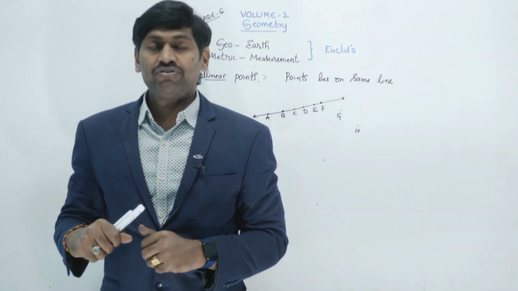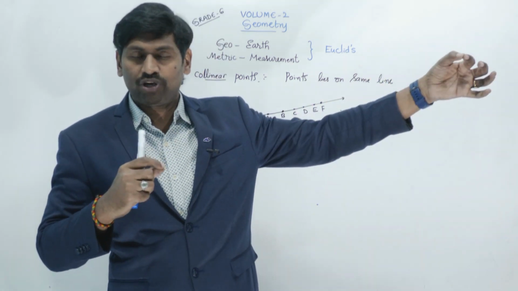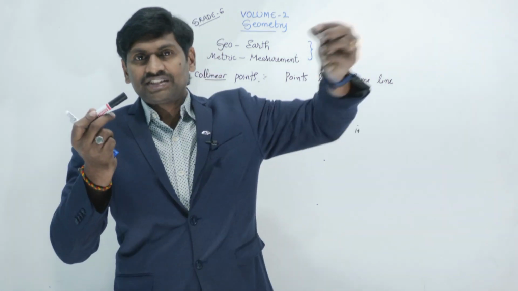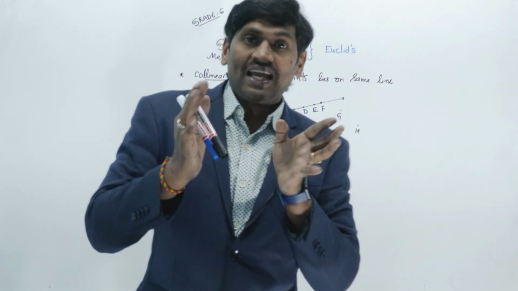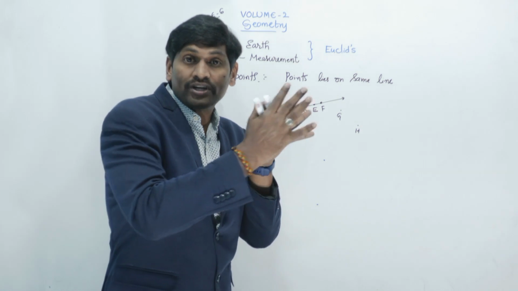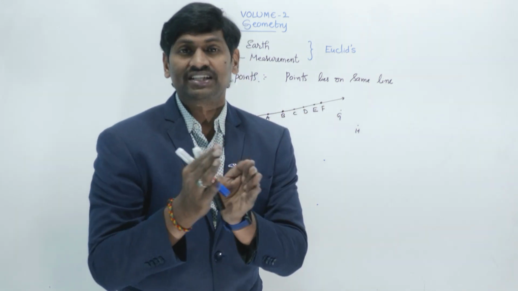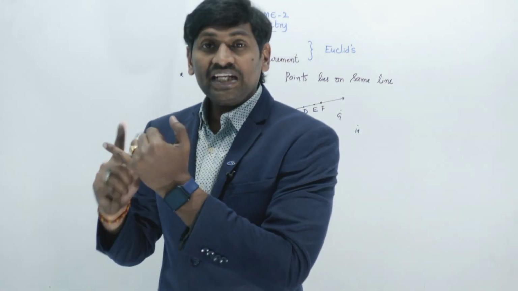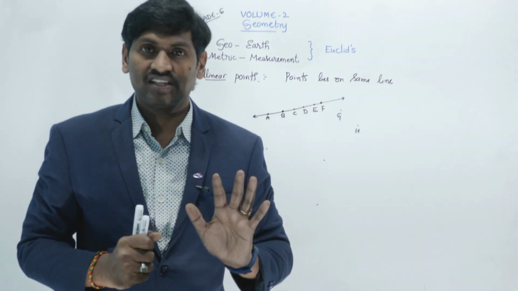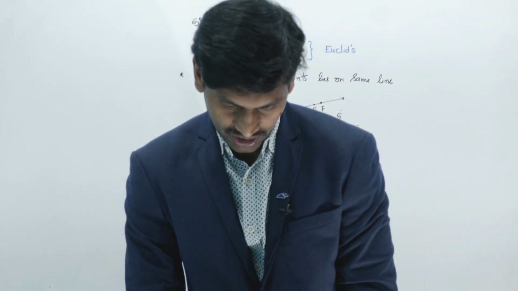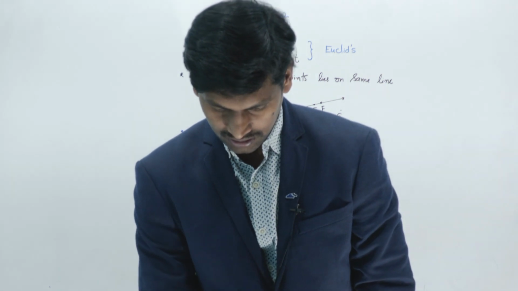In the same way, a ray can also be extended on one side. From one point it can be extended like this. That means there is no fixed length for a ray also. But a line segment has a fixed length because it is bounded by 2 points, a starting point and an ending point. There is a certain fixed distance for a line segment. A line and a ray do not have a fixed length, but a line segment has a fixed length.